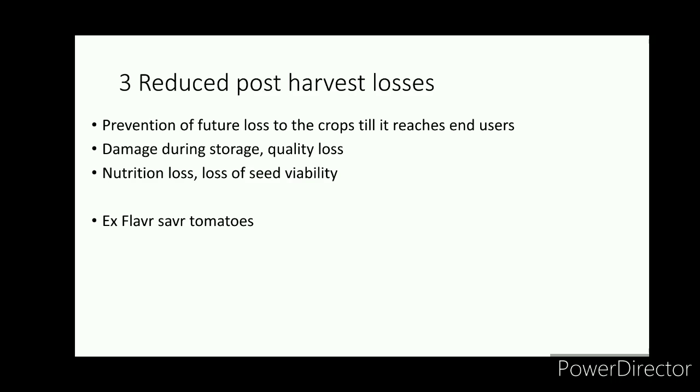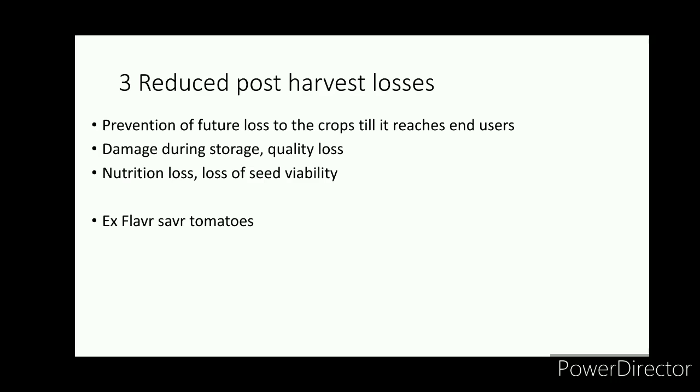Another advantage is reduced post-harvest losses. Another advantage of genetically modified plants is reduced post-harvest losses. Now, what are these post-harvest losses? Students, once the crops are cultivated, after a certain period of time, once they are mature and grown, what happens? Harvesting is going to take place. After the harvesting, the crops are stored and they are distributed in the market where it is reached to the end users, to the customers, right?